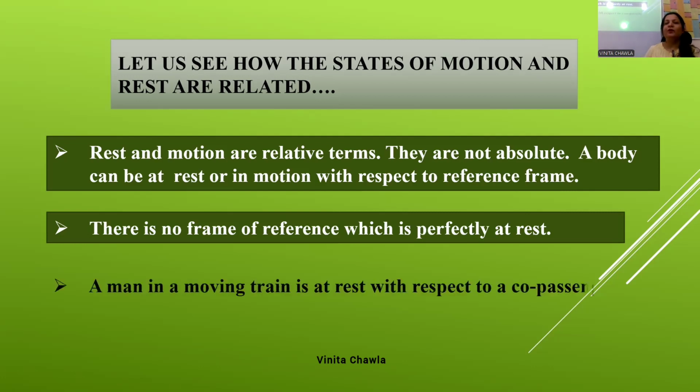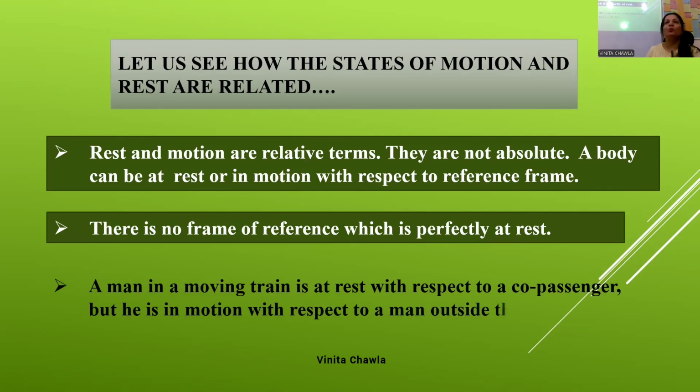A man in a moving train is at rest with respect to co-passengers. Yes. But he is in motion with respect to a man outside the train. If a man is standing on the platform outside the train, for him, all the passengers are moving in forward direction, right? But passengers, they are at rest with respect to each other. Clear?